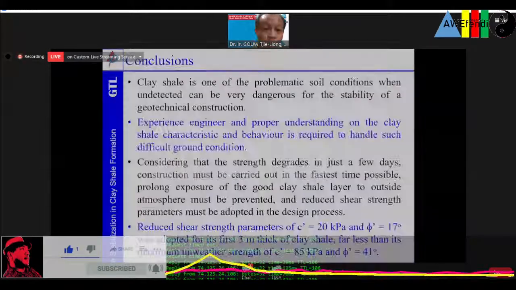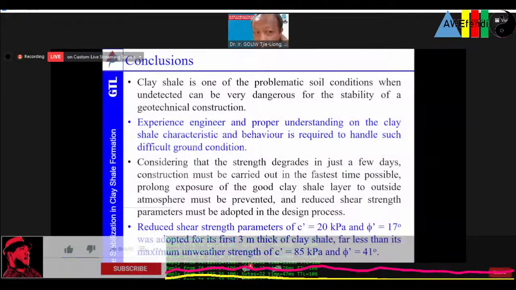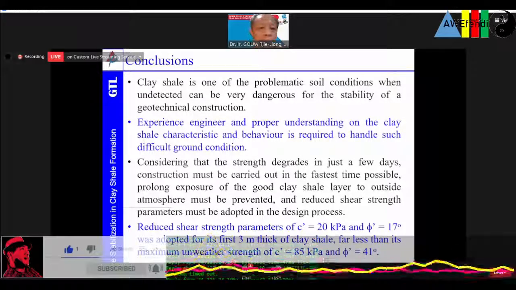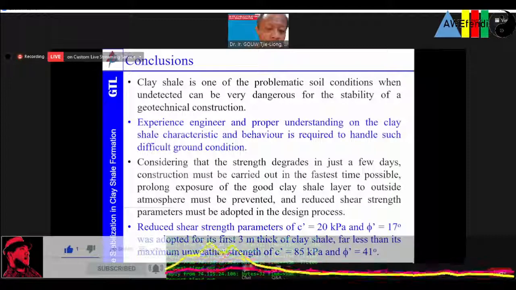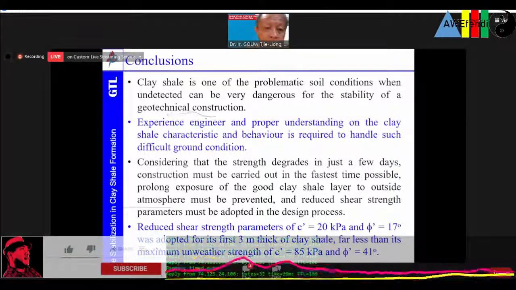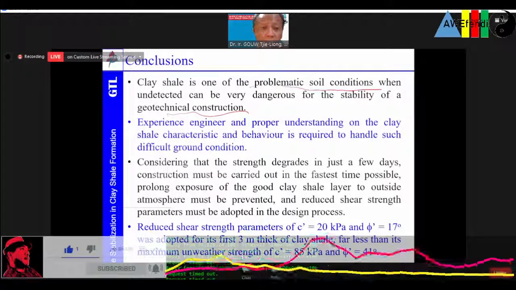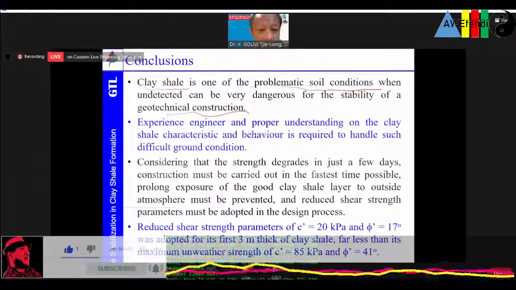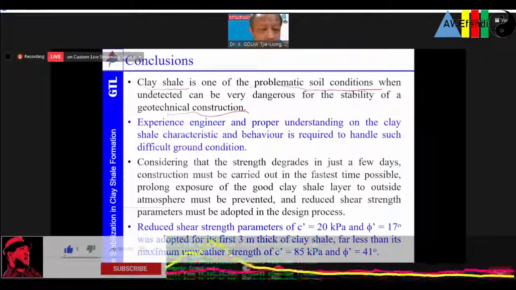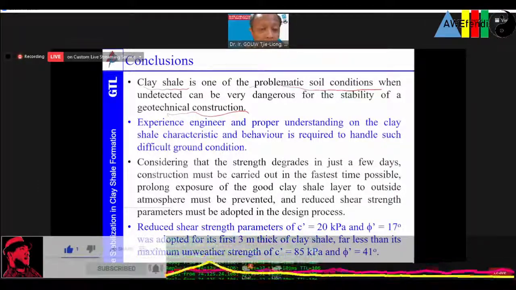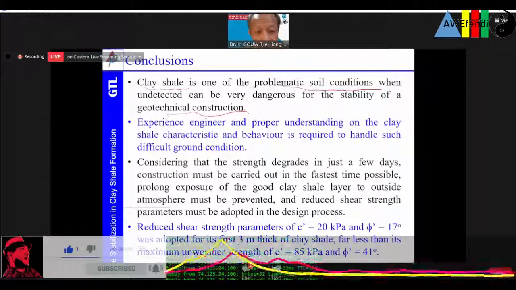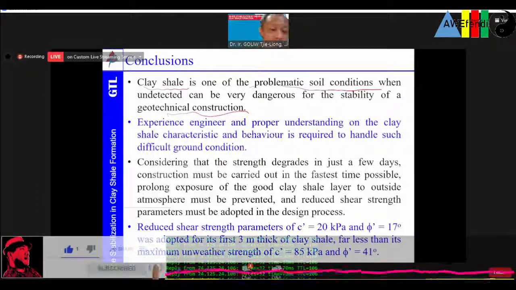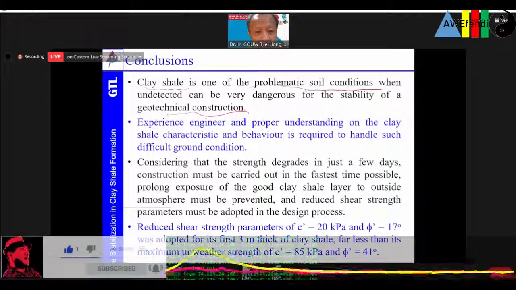What is the conclusion? This is a sample concluding remark. Clay shale is one of the problematic soil conditions. While undetected, it can be very dangerous for the stability of geotechnical construction. This very often happens because the geotechnical engineer handling the situation doesn't know the behavior of the clay shale. If we know it from the very beginning, we can try to avoid that problem. The degradation of the shear strength of the clay shale can be avoided.